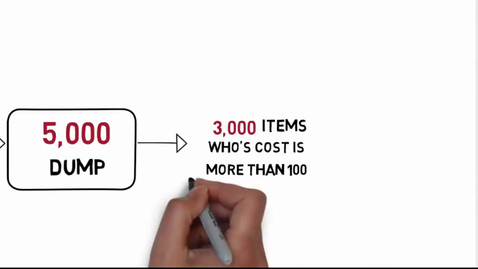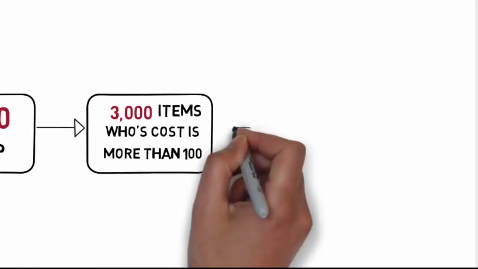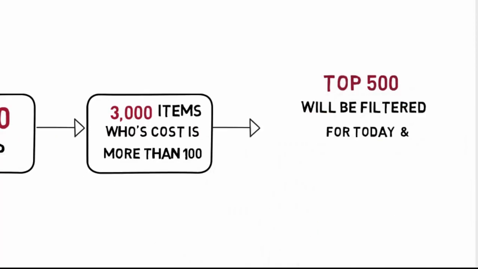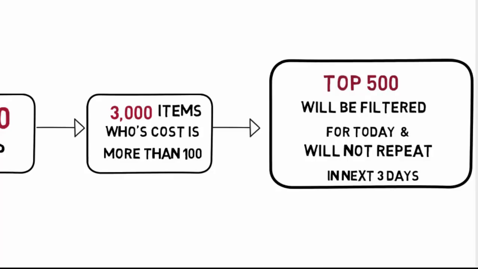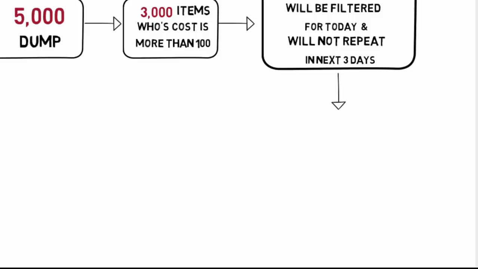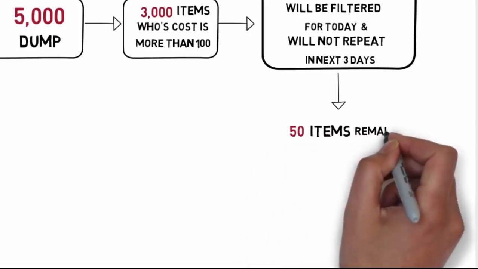Out of 3,000 items, it will filter top 500 items for today and will not repeat it for the next 3 days. Now you have only 500 items to promote today. Then while billing, when you select a party, software will check that party's transaction from these 500 items. From those 500 items, the software will pick only items which have not been purchased by the party since the last defined days. Now only 50 items will remain.